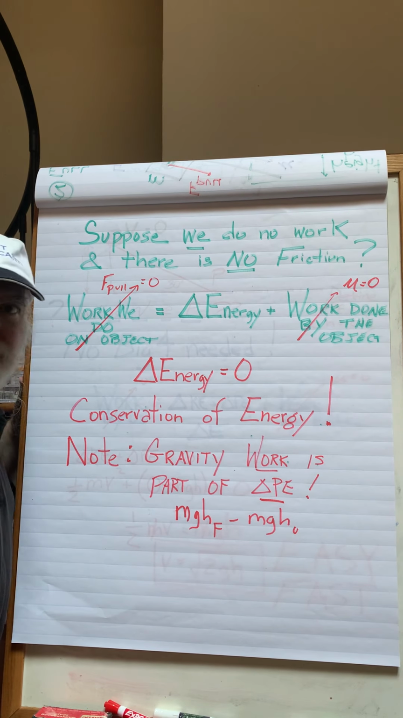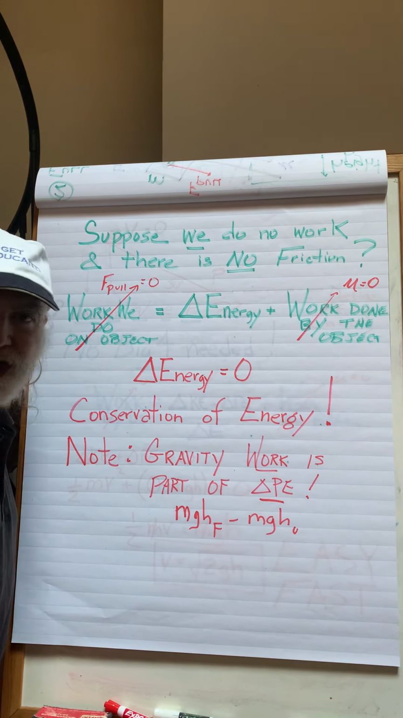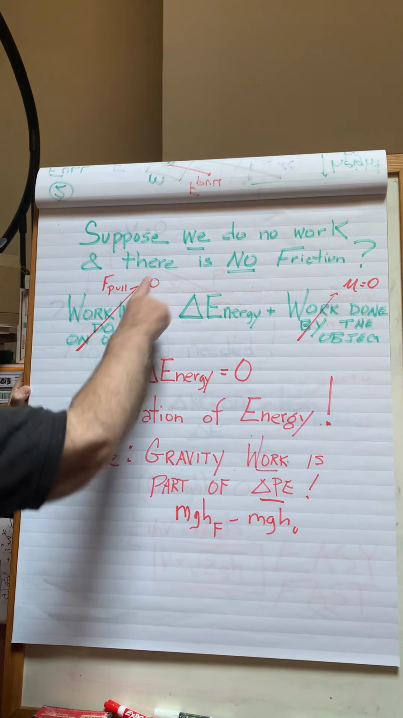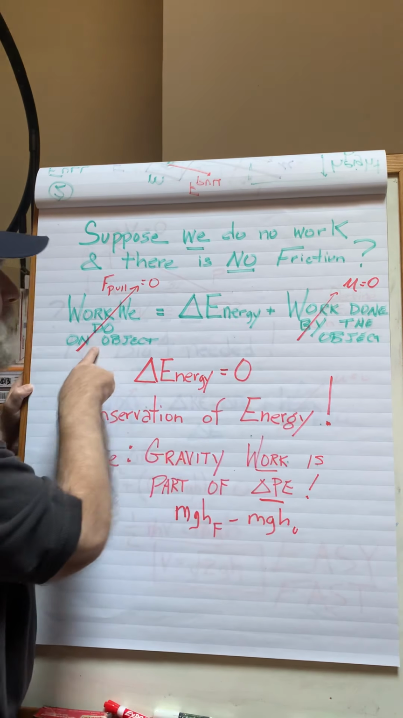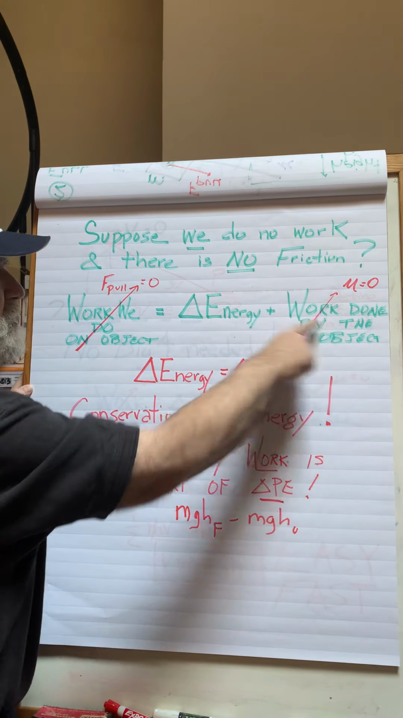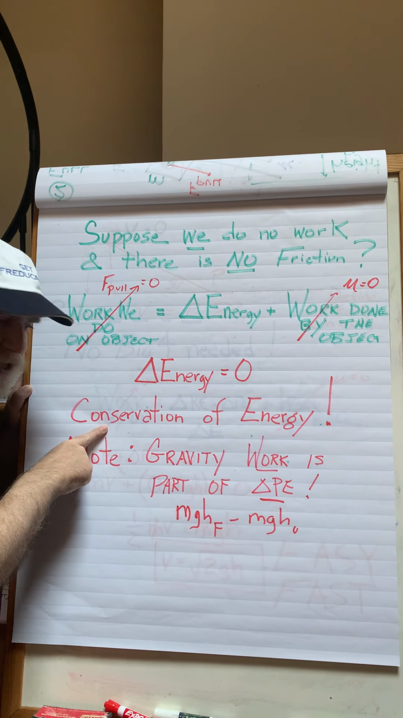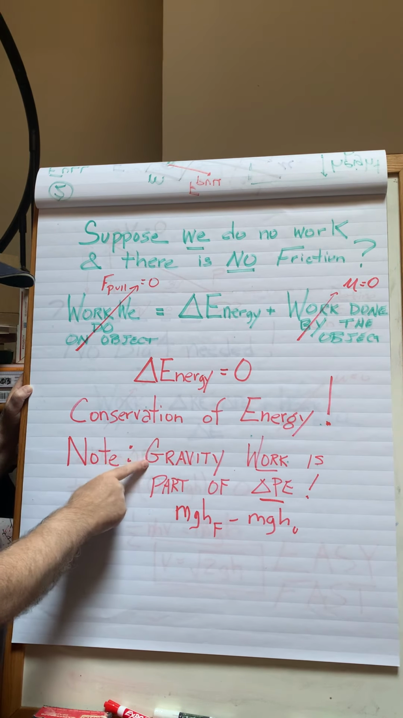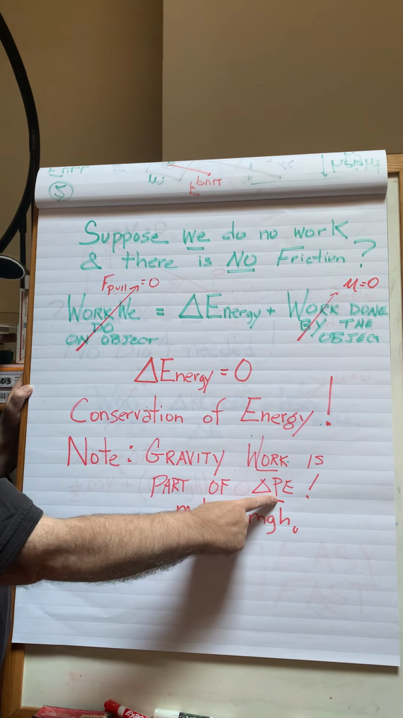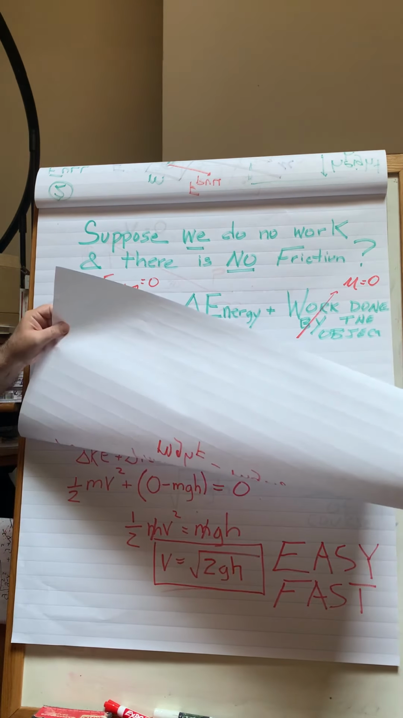Suppose we do no work. We don't push or pull on the box. And suppose there's no friction. The work we do on the box is zero. The work done by the box, which is friction, is zero. We don't pull. There's no friction. The change in energy is zero. This is conservation of energy. And as I said, please remember, gravity work is part of the change in potential energy. So we don't have to bookkeep it separately.